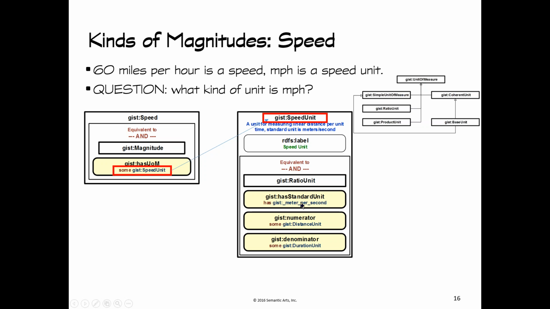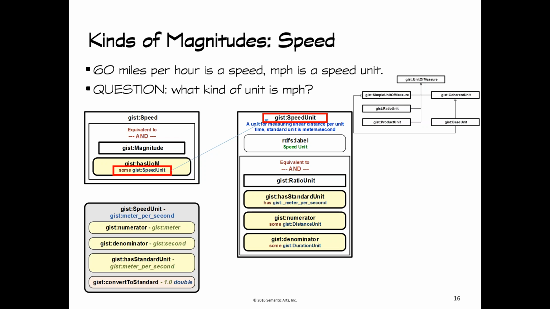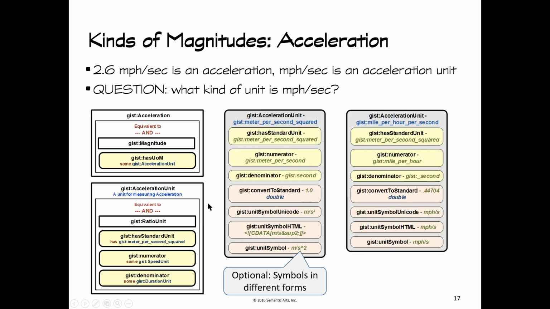So now we're moving away from base units per se, but we're going to the standard unit, which are units that have, these are the coherent units that all themselves bottom out to conversion rate of 1. Okay, and this is how that would look like encoded. So you'd have the numerator is meter, the denominator is second, and it has the standard unit of meter per second, and it has the conversion of 1.